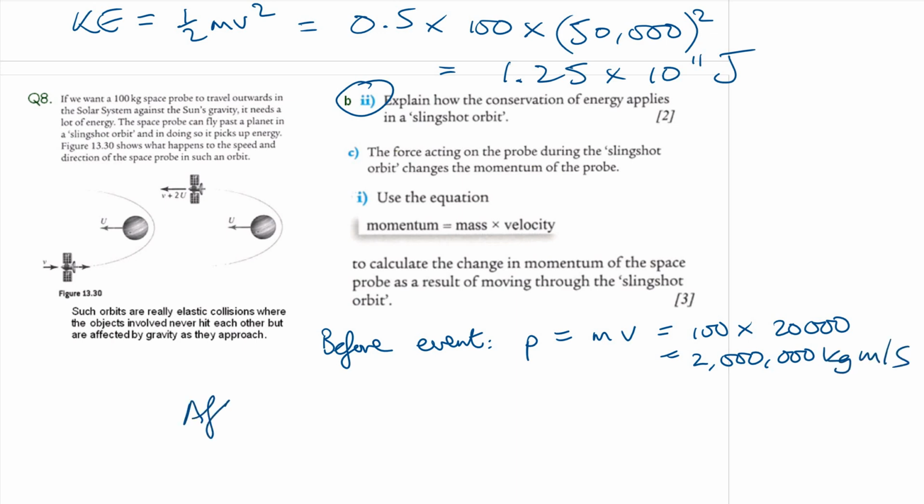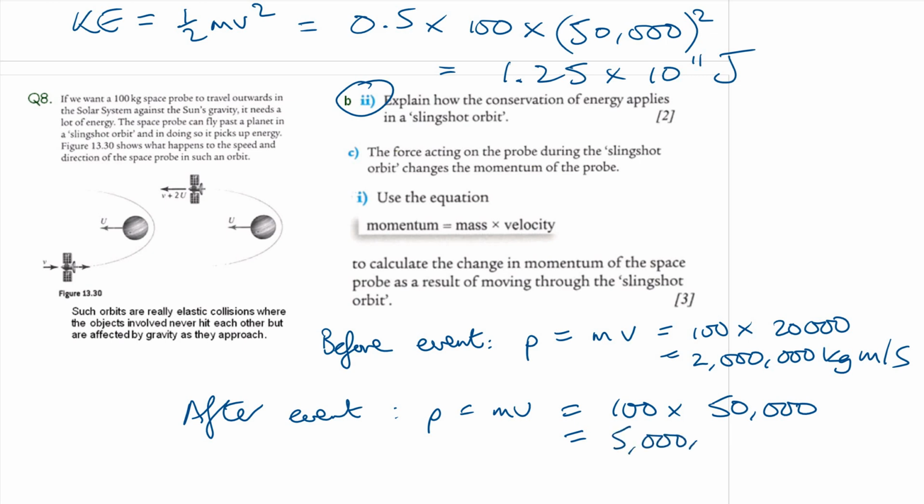After the event, momentum is mass times velocity, same mass, bigger velocity now, 5 million kilogram meters per second, and so calculate the change in momentum. It will be this, take away this, so change in momentum will be 3 million kilogram meters per second.